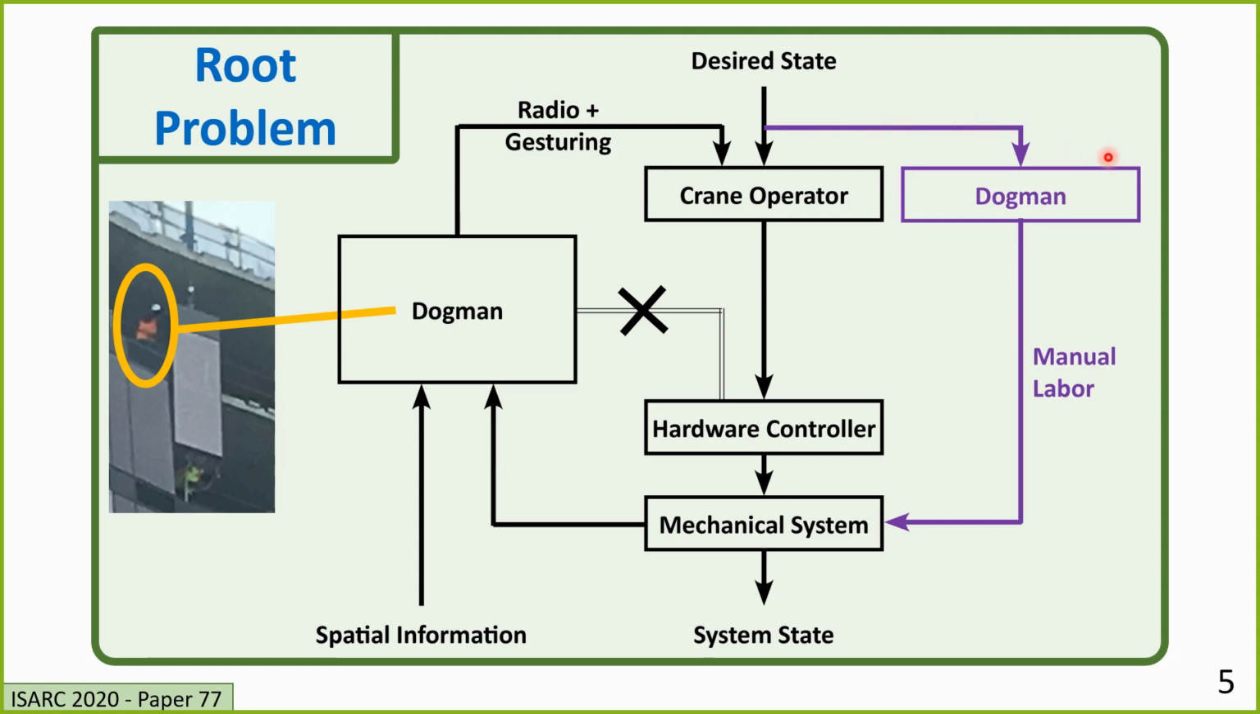On top of this, the dogman must also physically actuate the system, bypassing the crane operator's commands as they are aligning it to the building. And this causes a conflict between the commands of the dogman and of the crane operator. Altogether, this makes the process very slow and unsafe.